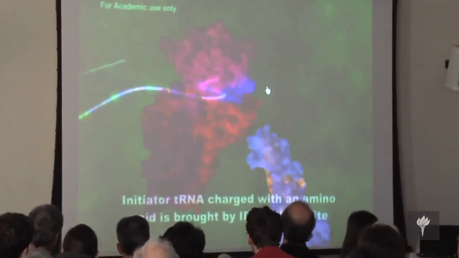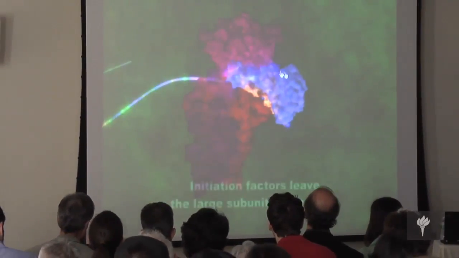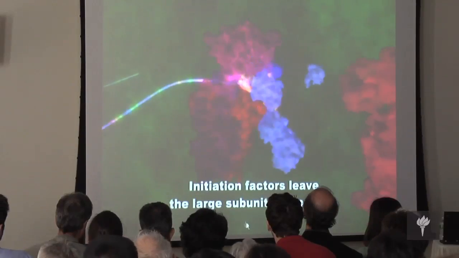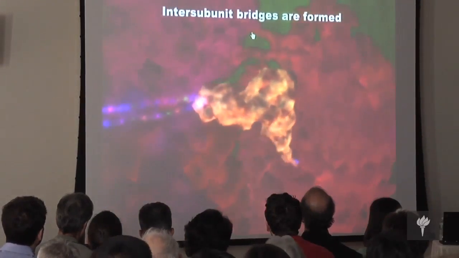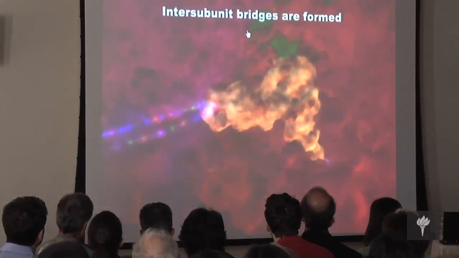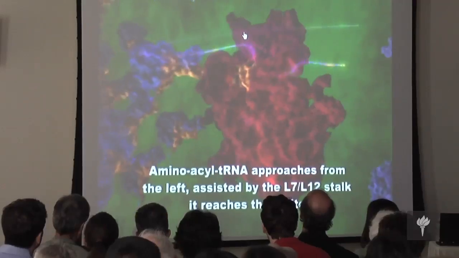I want just to mention it was done in 2002 when the first structures came. So here is the messenger arriving to the small subunit. There is here a factor, IF3. I actually started with it. And now the large subunit can come with the first amino acid, also brought by a factor. Factors leave, sorry, the first tRNA comes. Now the large subunit comes, makes bridges. And this is already the active ribosome. This ribosome can make proteins.